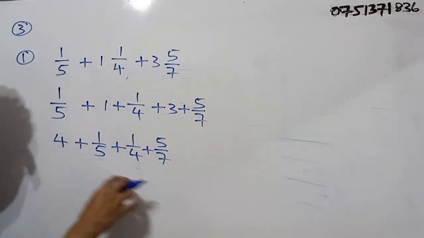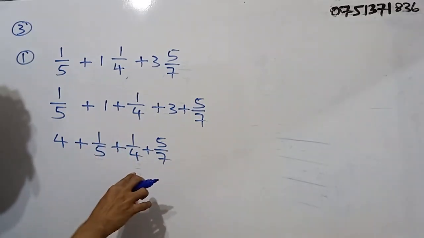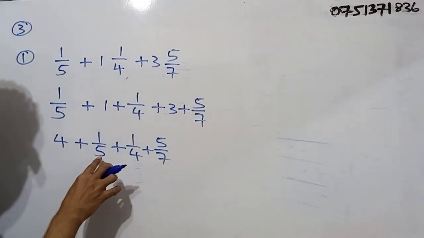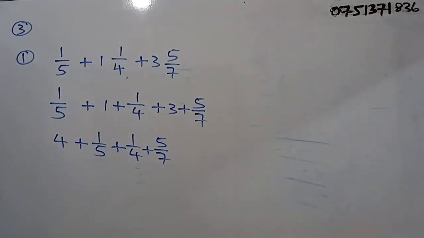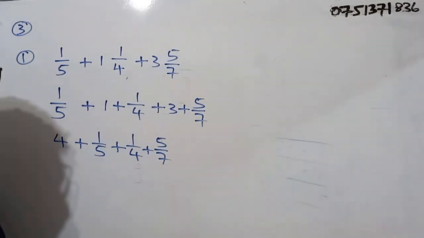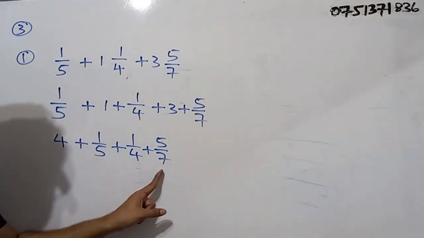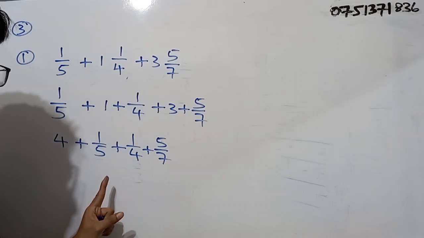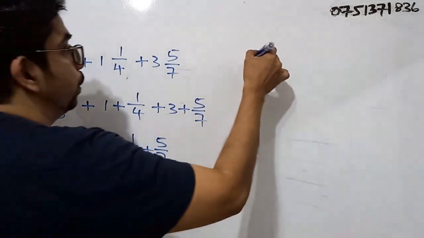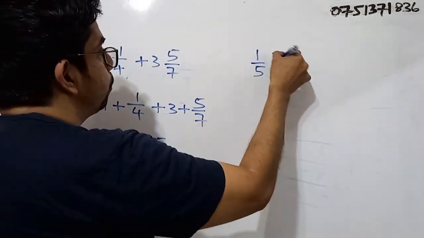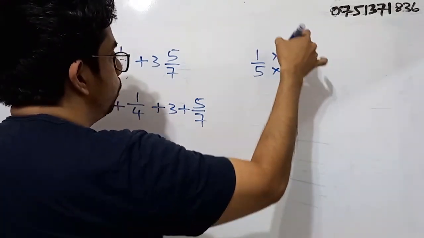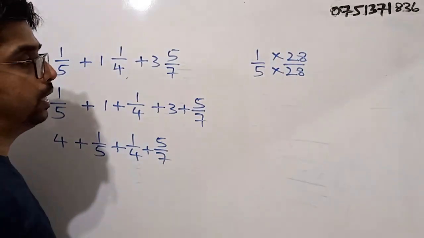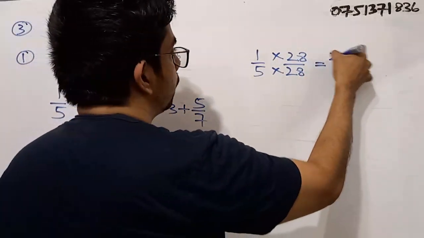Now I have to simplify these three fractions. So as you can see, we have three denominators, 5, 4 and 7. So we need to consider the LCM of these three numbers. Okay, so when we consider these three fractions, the LCM will be what? 120. So that means 1 by 5, I have to multiply both the numerator and the denominator by 28. So what do we get?